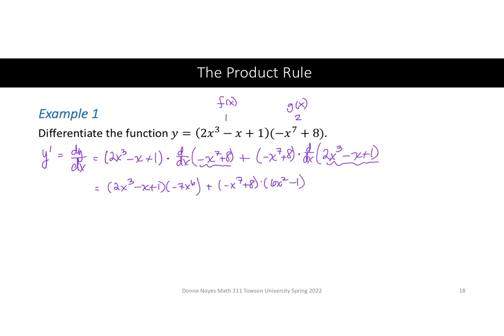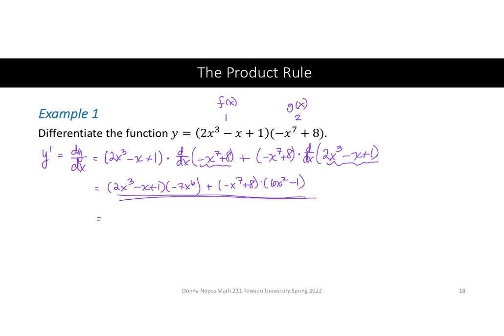Because remember, 3 times 2 gives us the 6. Take 1 away from the power, drops it to 2. There's an invisible 1 here in front of the x, so when we lose the x, we're left with just the negative 1. So there's really not anything that we can factor out here. So we could actually leave it at this point. We could say this is our answer. Or if we really wanted to, we could multiply things through.